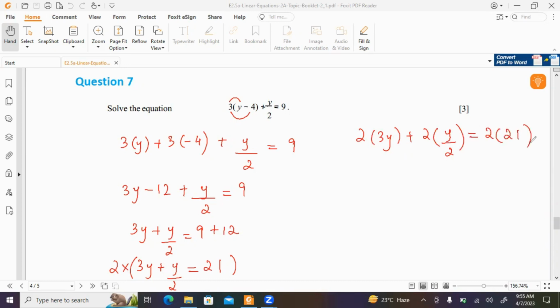The reason why I multiplied the entire equation by 2 is because we can't just randomly multiply 1 over 2 by 2 to get rid of the fraction. 2 is a new term that is being introduced in this equation, so it needs to be multiplied to every single term. It can't be multiplied to just one term. Keeping that in mind, 2 gets multiplied with the entire thing. 2 times 3y is 6y. 2 times y over 2 is y. And 2 times 21 is 42. 6y plus y is 7y. And y equals 42 divided by 7, which is 6.